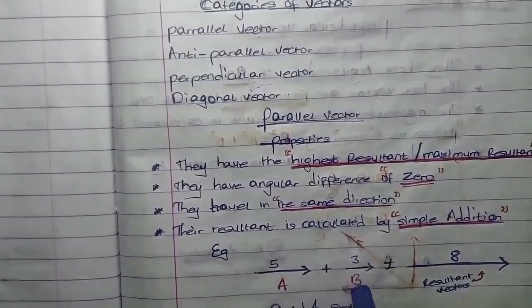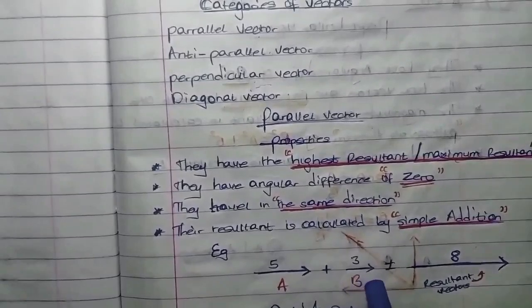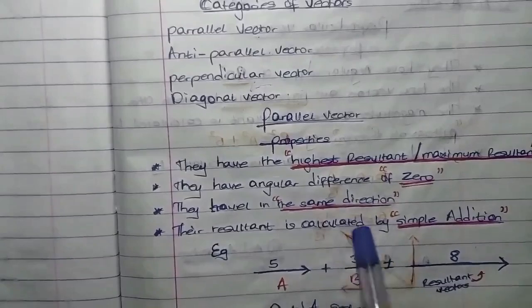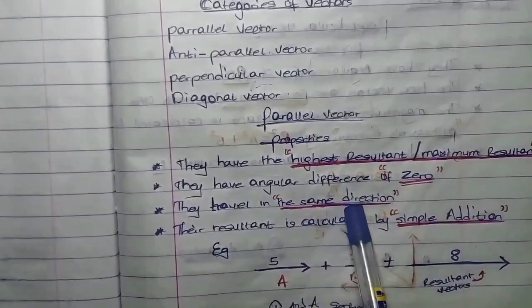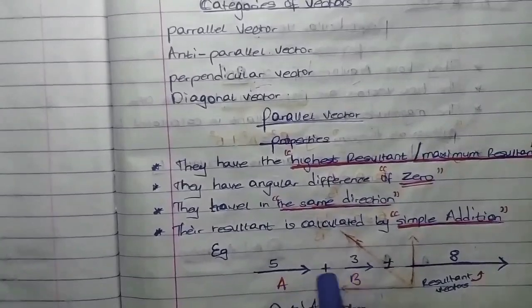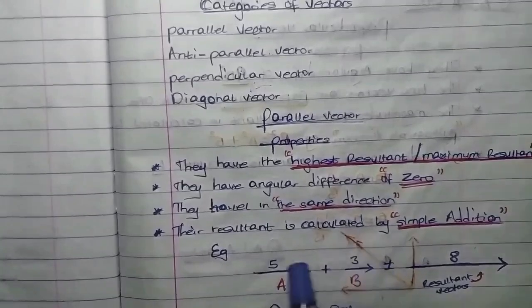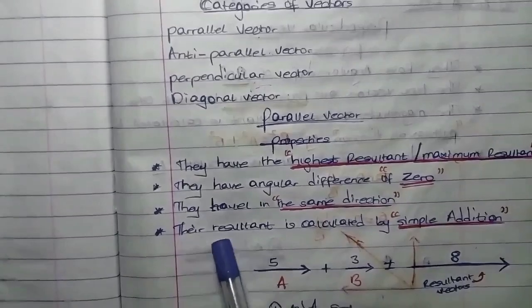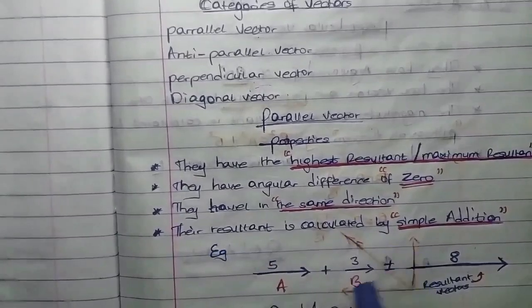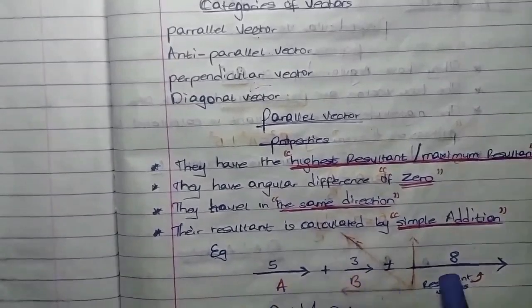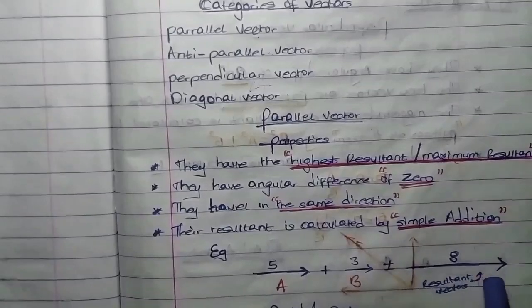Looking at vector A and vector B, both of them go in the same direction, due east. If they don't go in the same direction, those vectors are not parallel vectors. For parallel vectors, they go in the same direction. These two vectors are parallel vectors because they go in the same direction. How do we get their total? We get their total, which is the resultant, by simple addition. We just add them, and we have the total resultant, which is 8.